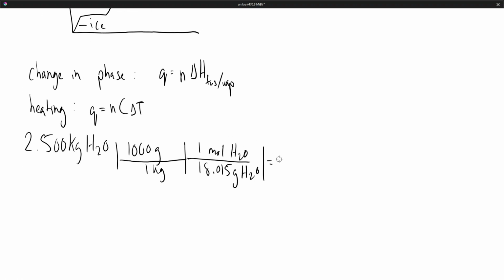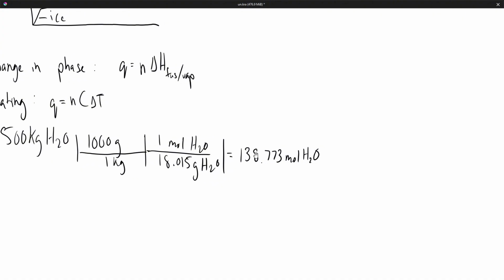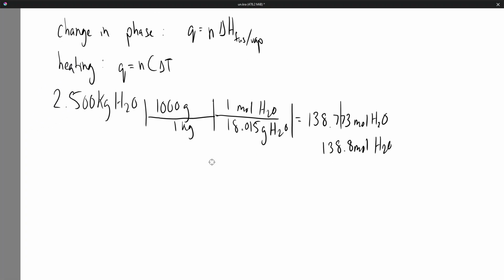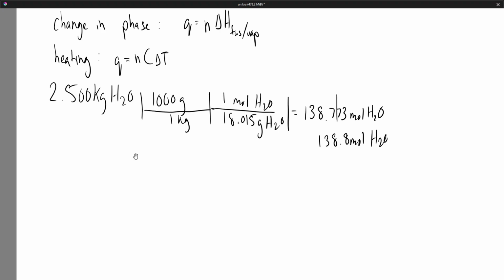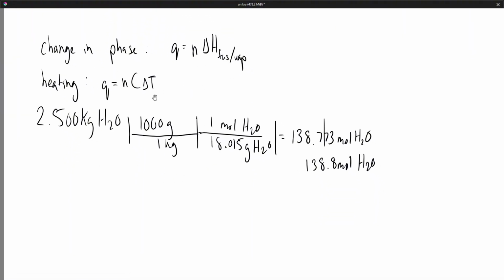And that should give us 138.773 moles of water. But since we're working with 4 sig figs, just round that to 138.8 moles. Okay. So since in the problem we're starting at the melting point, we start at the Q equals n times heat of fusion or vaporization.